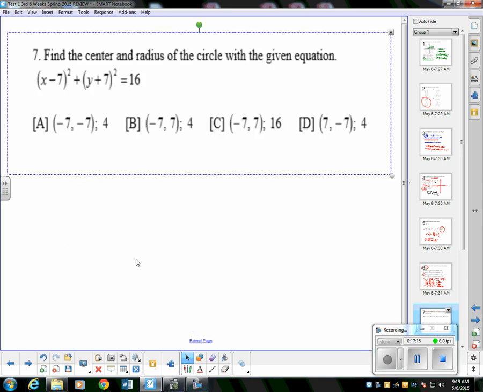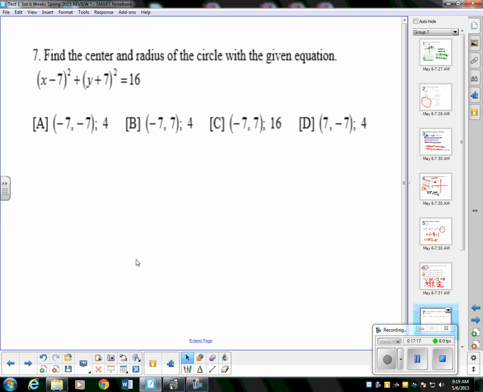All right, here's another challenge. Find the center and radius of the circle with the given equation. Well, there's your equation. I would hope that everybody in this classroom, and everyone who has ever taken pre-calculus since the dawn of man, will be able to identify that the center is going to have to be 7, negative 7, and the radius has to be the square root of 16, which you could say is plus or minus 4, but we're talking about radius, so that's a positive length.